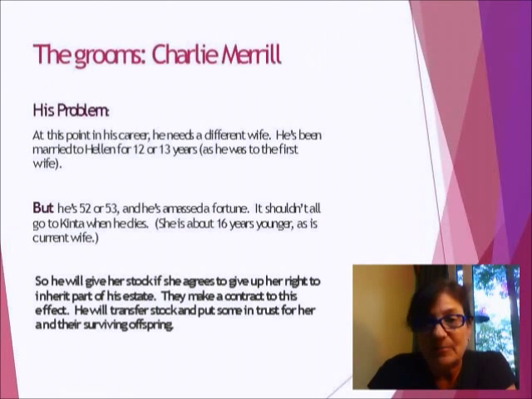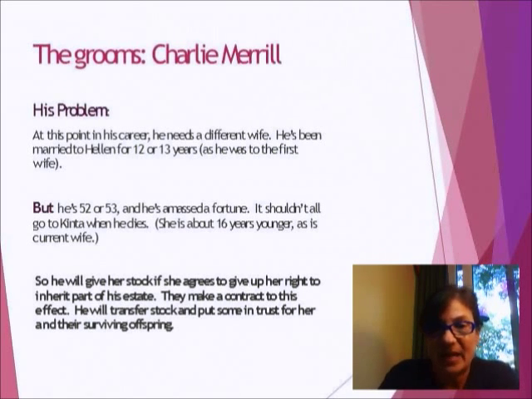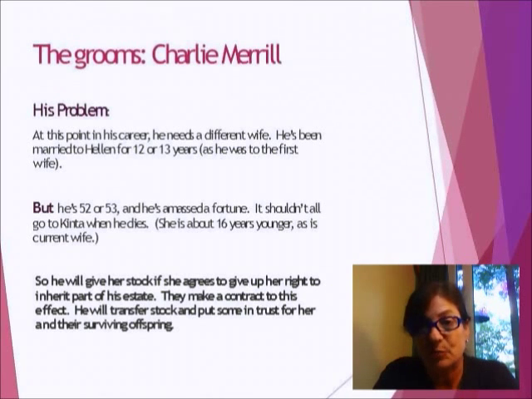That makes sense. Prenuptial agreements aren't just about divorce. They're also about estate planning. And when people marry later in life, as Charlie Merrill did, it makes a lot of sense to have a prenuptial agreement. So that's what they did. He agreed to give her stock, but she would give up her right to any part of his estate. Right? That's like the elective share, if you remember that from estates and trusts, or dower, whatever they still had at that point. So they made a contract to this effect. He put the stock in trust for her and for any of their surviving offspring, and she agreed not to claim any part of his estate upon divorce or his death.